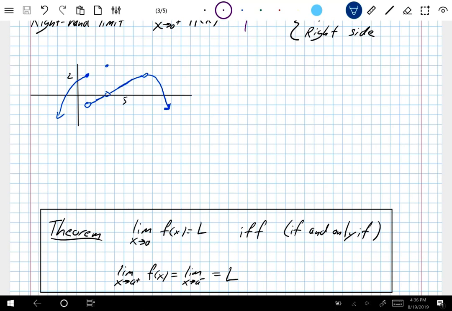So let's look at this graph here to the left, and let's say that we care about the limit as x goes to 1 from the left, and we'll just call this thing f of x. And I care about the limit as x goes to 1 from the right.